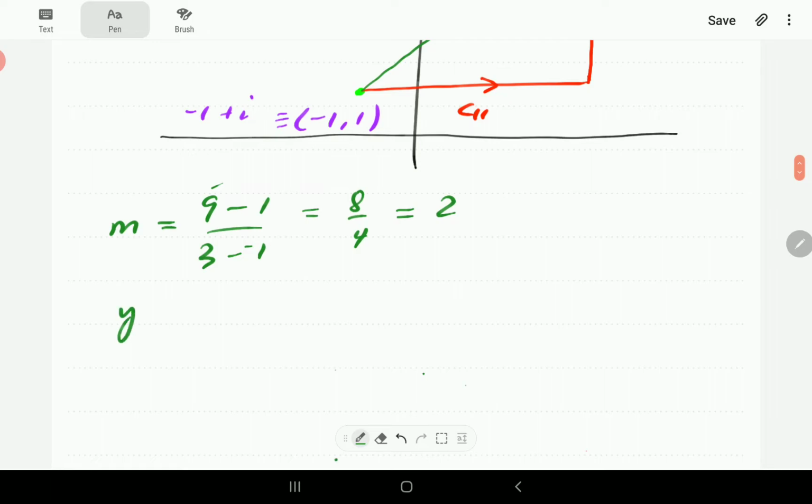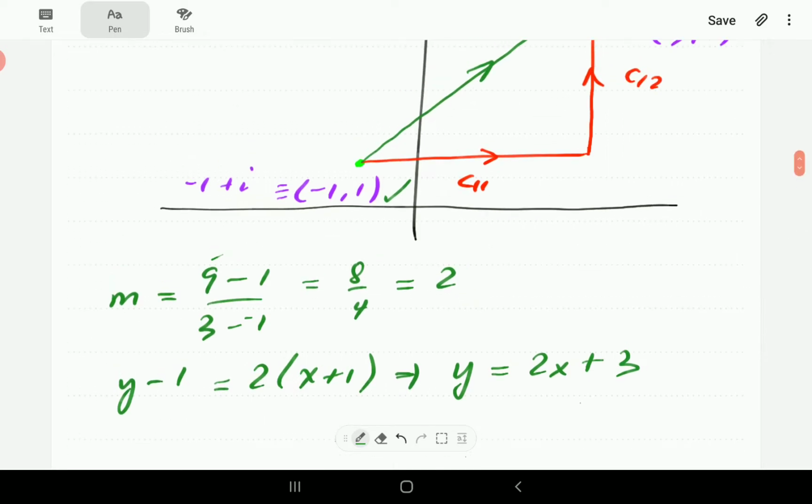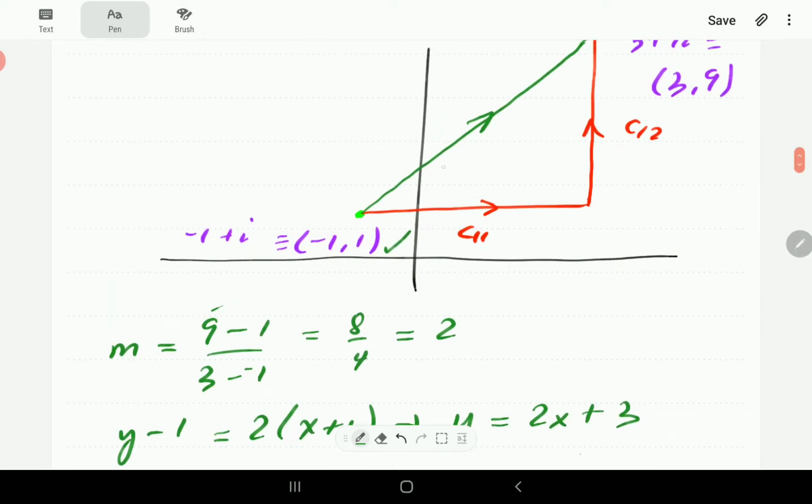Then the equation is going to be y minus y1. If we use this point, y1 is 1. Then m times (x minus x1). So this is now giving us y equals 2x plus 2 plus 1, so this is going to be 2x plus 3. Okay, so this is now the equation of our contour.